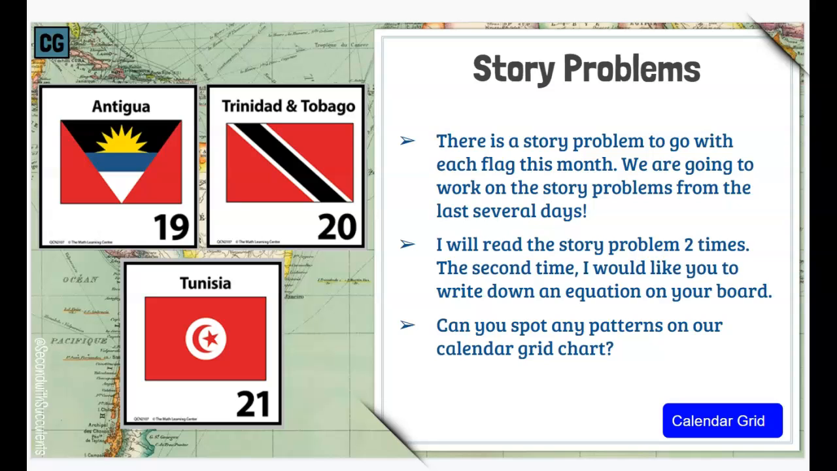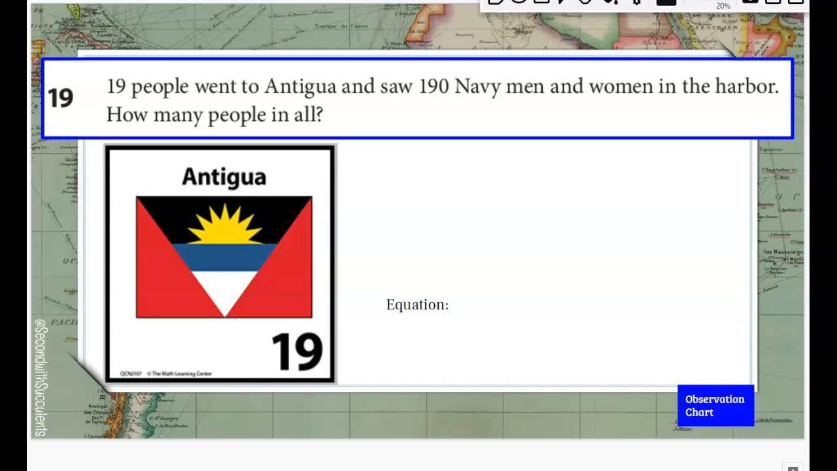Let's start with our first calendar marker. We are going to Antigua. Listen for the first read. 19 people went to Antigua and saw 190 Navy men and women in the harbor. How many people in all? When I read this story the second time, be thinking about an equation we could write to represent the problem. What does this problem want to know?